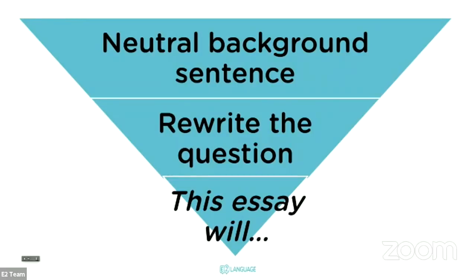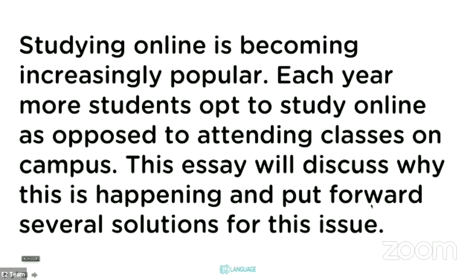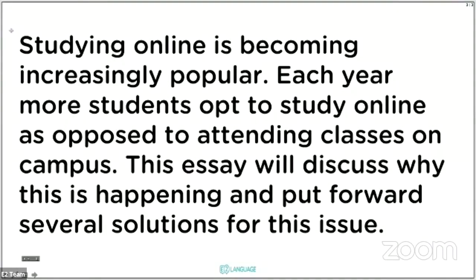Let me just show you what that looks like in writing. So here's our broad background neutral statement. Studying online is becoming increasingly popular. Then we rewrite the question in our second sentence. Each year, more students opt to study online as opposed to attending classes on campus. And then the third sentence, we say, this essay will discuss why this is happening and put forward several solutions for this issue.